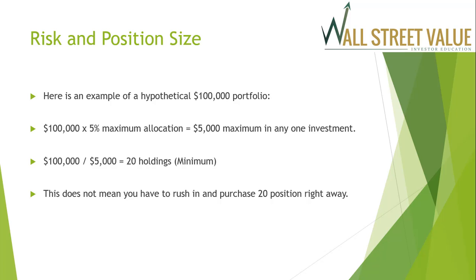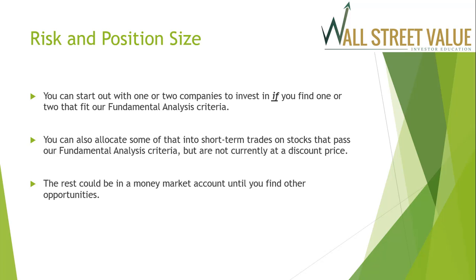Here's an example of a hypothetical $100,000 portfolio. 100 grand, and we're going to put 5% max into any one position. That means in this example, we could put $5,000 into any one investment. So we can have 20 holdings in our portfolio minimum. Doesn't mean we have to rush in and purchase 20 positions right away. We can start out with 1 or 2 companies to invest in if, and only if, you find 1 or 2 that fit the fundamental analysis criteria.